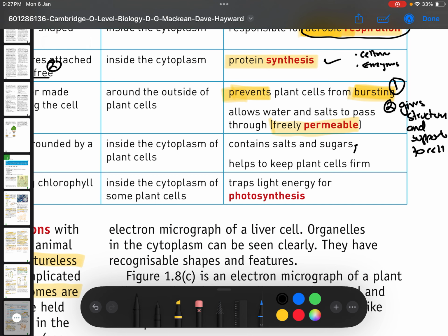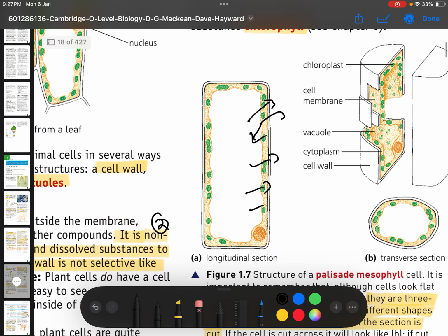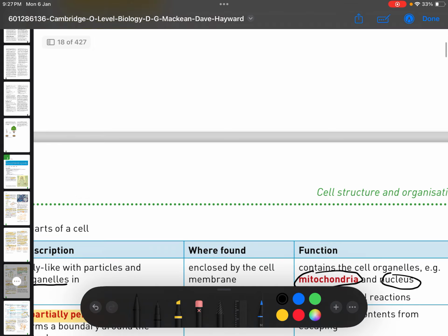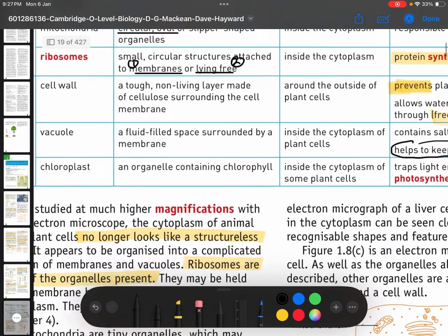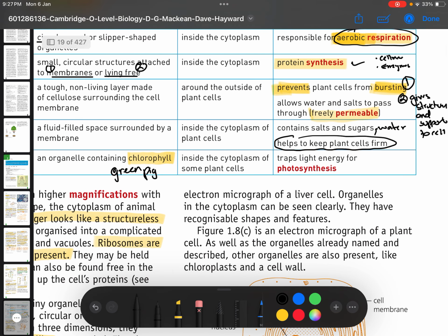Vacuoles are fluid filled, surrounded by a membrane, and contain salt and sugar. One of the main contents is water inside, and it helps to keep the plant cells firm. As we have discussed, in plant cells the cytoplasm and everything is moved to the periphery because of the vacuole, and it helps to keep the whole cell firm and strong, right? Lastly, chloroplast, an organelle containing chlorophyll. Chlorophyll is a green pigment inside the cytoplasm of the cell, and it helps in photosynthesis by trapping the light for energy.